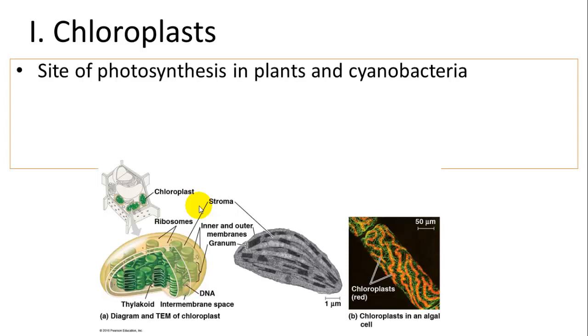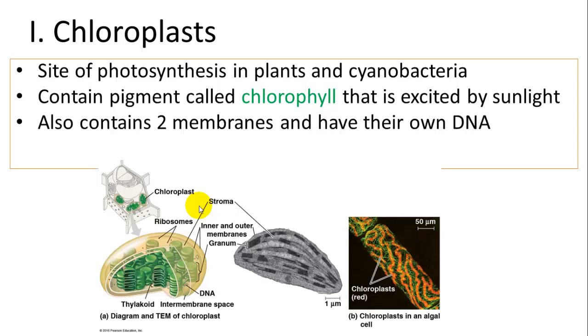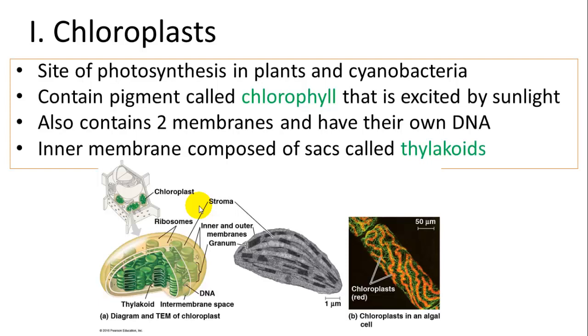All right, chloroplast. This is another organelle with a double membrane, and it is the site of photosynthesis in plants. It can photosynthesize because it has this pigment called chlorophyll, which can be excited by sunlight, and it can excite electrons, and then those electrons can be used for energy. It also has its own DNA, and it has an inner membrane, which you can see at the bottom of this picture, and that inner membrane forms these stacks called thylakoid.